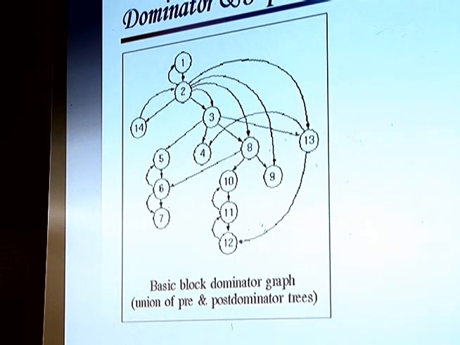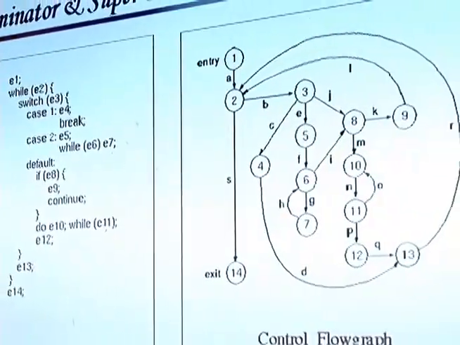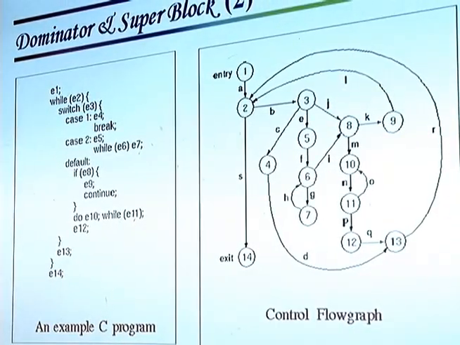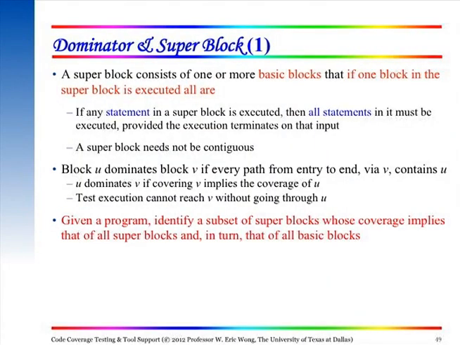This is confusing to me. What we want to explain is, look at this one. I cannot go to 2 without going through 1. And I cannot exit once I reach 2 without going through 14. So 1 predominates 2, 14 post-dominates 2. So 1, 2, and 14 will be bundled together.